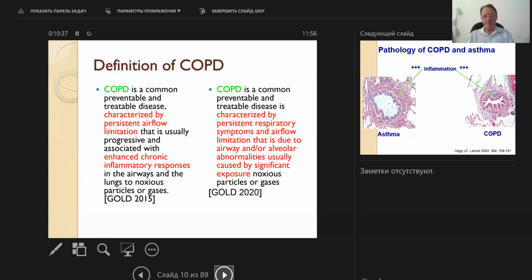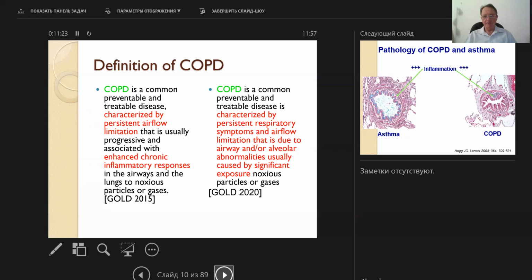definition of Global Initiative for Chronic Obstructive Lung Disease from 2015, and now we have a different definition. Comparing this definition, COPD is a common, preventable and treatable disease characterized by persistent airflow limitation. Persistent airflow limitation is crucial for both definitions, but in the previous one, it was enhanced chronic inflammatory responses in the airways.